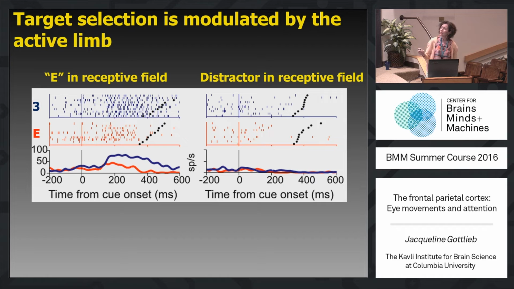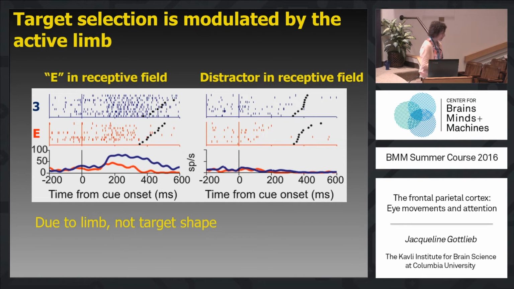But in addition, the cells discriminate. This particular cell responds more strongly if it's a left-facing E requiring a left bar release, and less if it's a right-facing E requiring a right bar release. Okay? And we found that this was the case. Some neurons did not show this modulation, but it was present in about 50% of our cells. So it's a pretty significant signal.